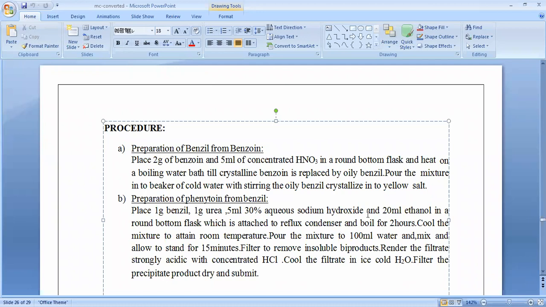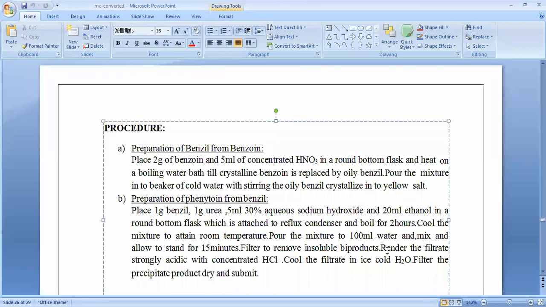Boil this reaction mixture for 2 hours and cool the mixture to attain room temperature. First of all, we are going to boil this reaction mixture for approximately 2 hours, as it is a ring closure reaction. So it will require higher heat and the timing will be more, and later on we cool the reaction mixture to attain room temperature.